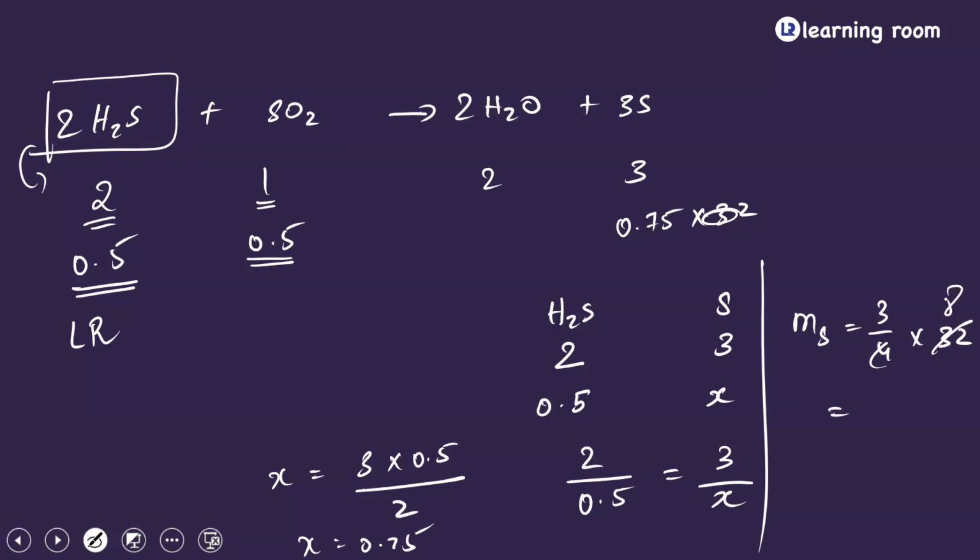4 8s are 32, 3 8s are 24. Is that clear, all of you? That's it.